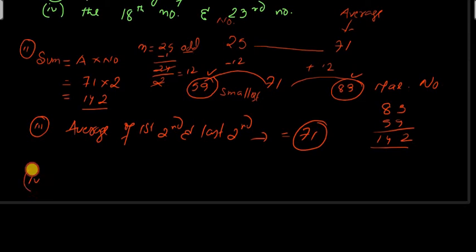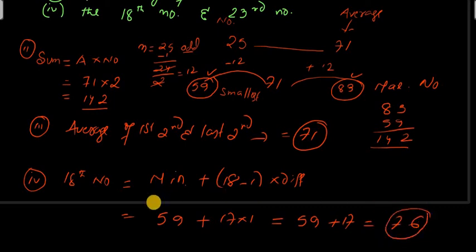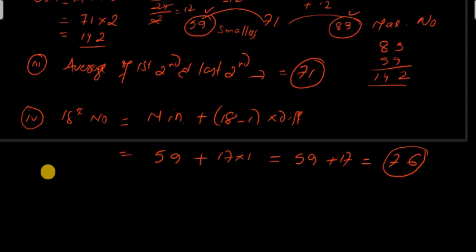The 18th number: by the formula, minimum number plus 18 minus 1 into the difference. The minimum is 59, plus 17 into the difference of one for consecutive natural numbers, equals 59 plus 17, which is 76. So the 18th number is 76. Now the 23rd number.